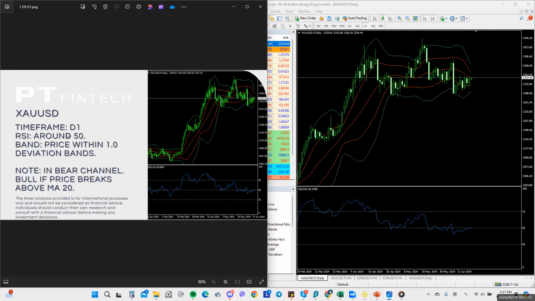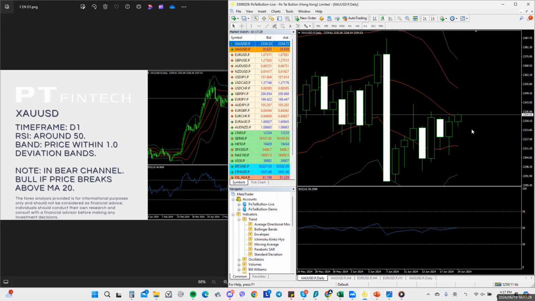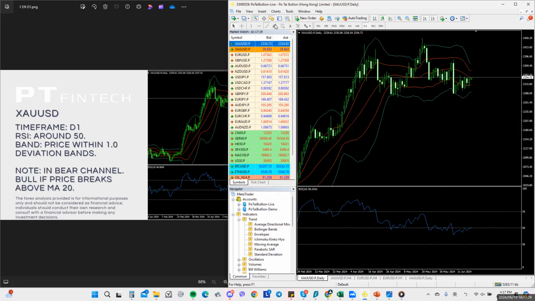Gold, PTips says on D1, RSI is around 50. Bands, price within 1.0 deviation bands. So overall, in a bear channel, bull if price breaks above MA20. Okay, so you see, price did sort of break above MA20. We don't have the full body on top yet. So potentially there's a reversal in the trend now. So let's take a look.